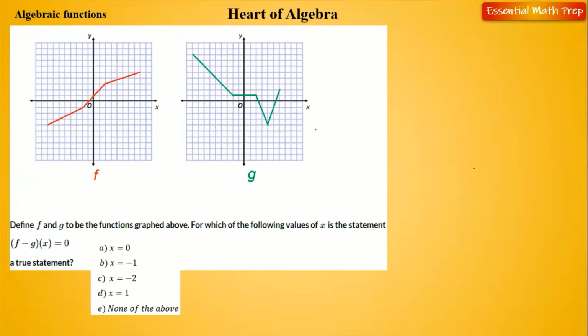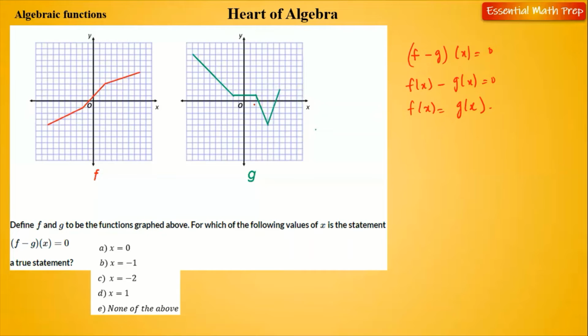Define f and g to be the functions graphed above. For which of the following values of x is the statement (f minus g)(x) equals 0 a true statement? Okay. When you say (f minus g)(x) equals 0, it's the same as writing f of x minus g of x equals 0. In other words, f of x equals g of x, right?